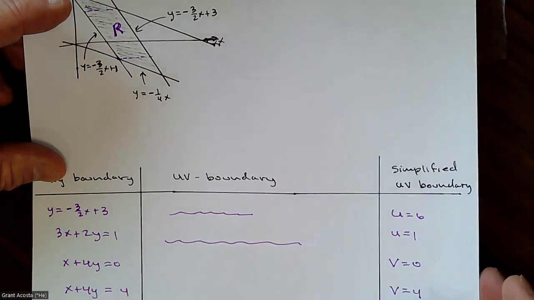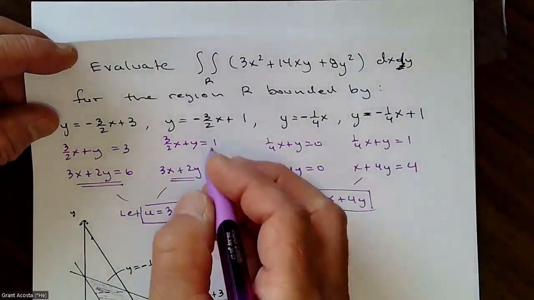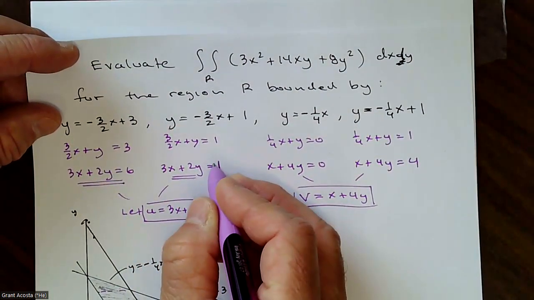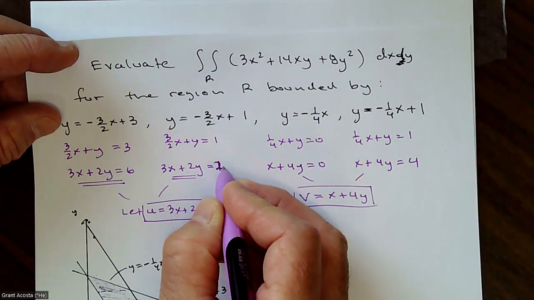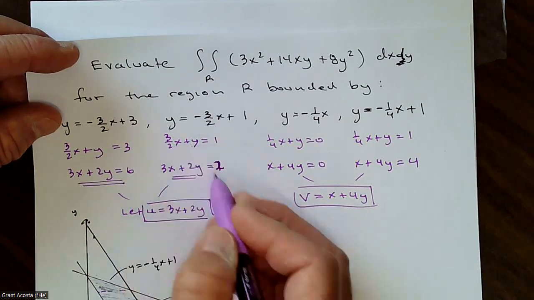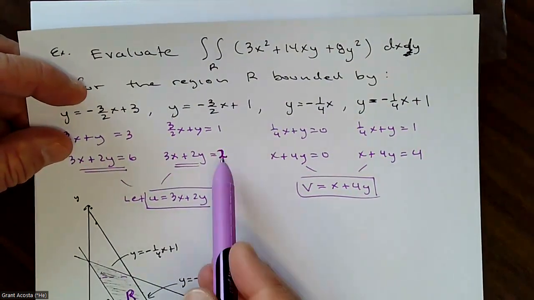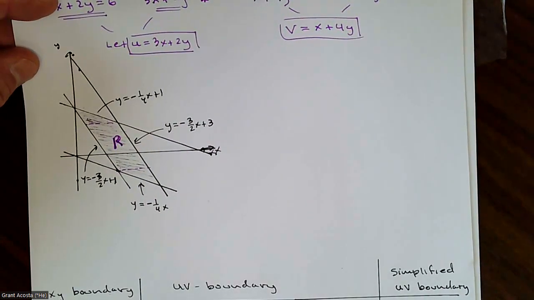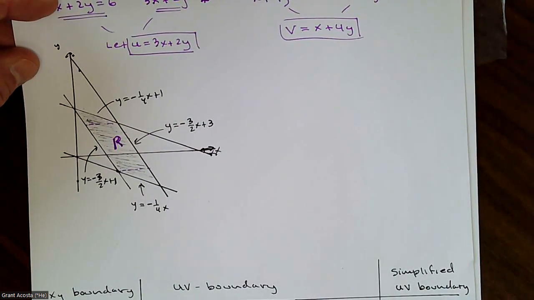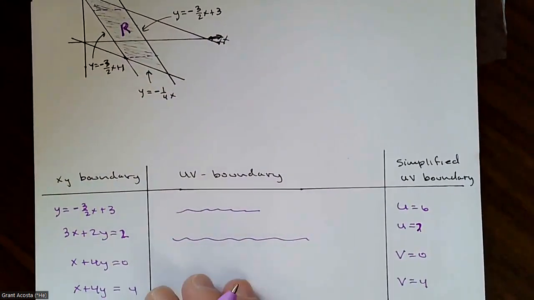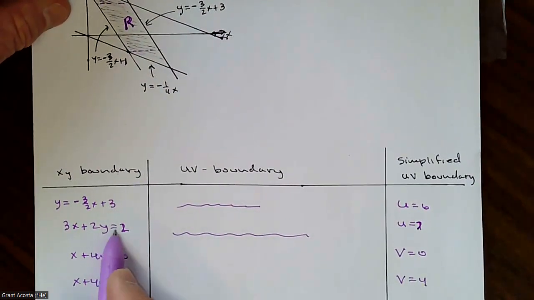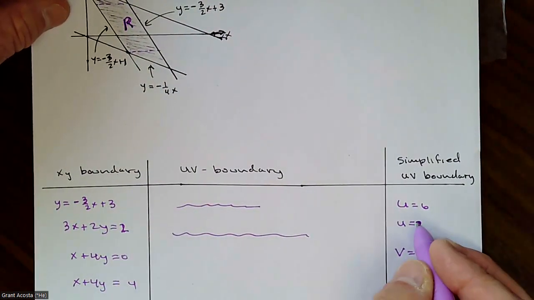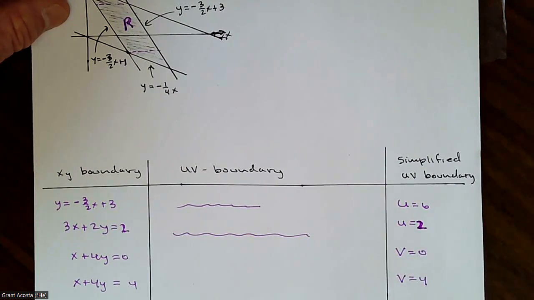I feel like I messed up on one. Yes. Okay. Maybe you caught this one. I multiplied both sides by 2 on this one. This should have been a 2. So that was really 3x plus 2y equals 2, which changes this to u equals 2. Sorry, down here. 3x plus 2y was supposed to equal 2, so that's really u equals 2.